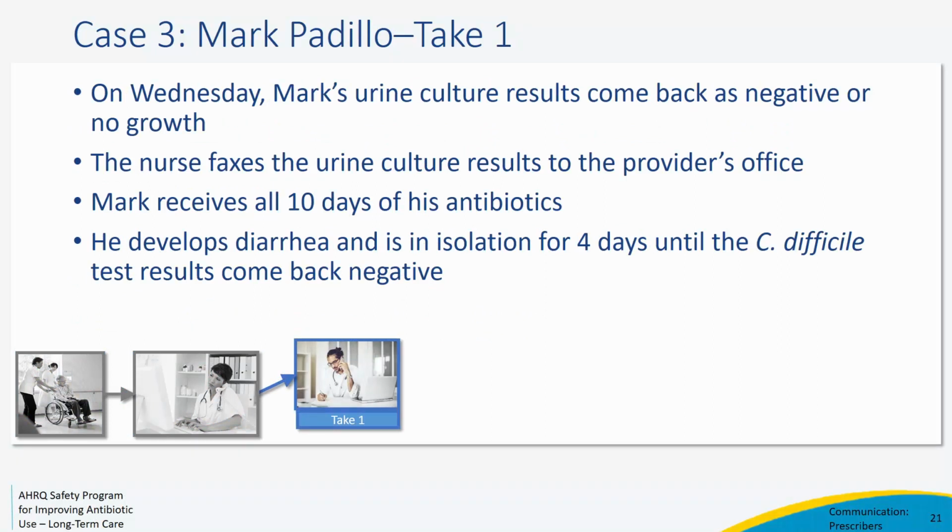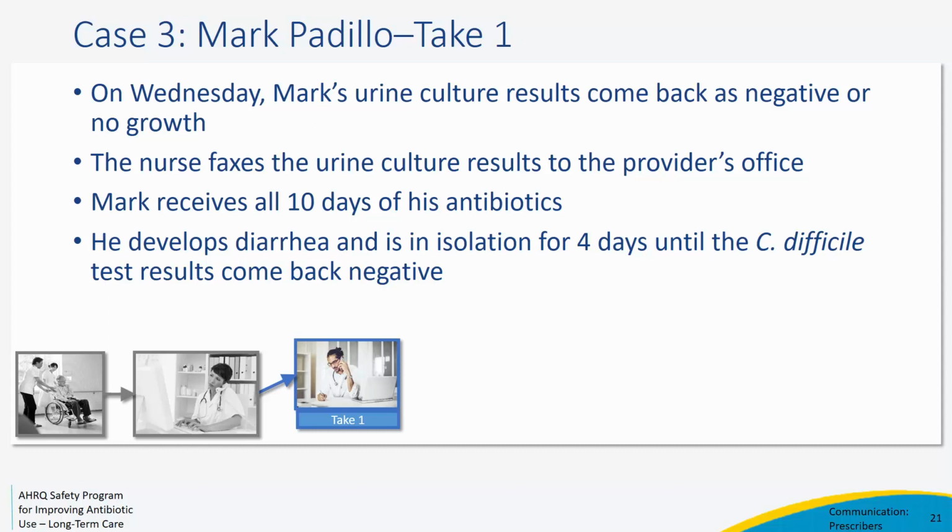On Wednesday, Mark's urine culture results come back as negative or no growth. His nurse sees this and reviews Mark's recent CBC and urinalysis results. The CBC indicated a white blood cell count of 9.2 thousand, and the urinalysis showed 67 white blood cells per high-powered field. She also notes that Mark has been at his baseline since Monday.